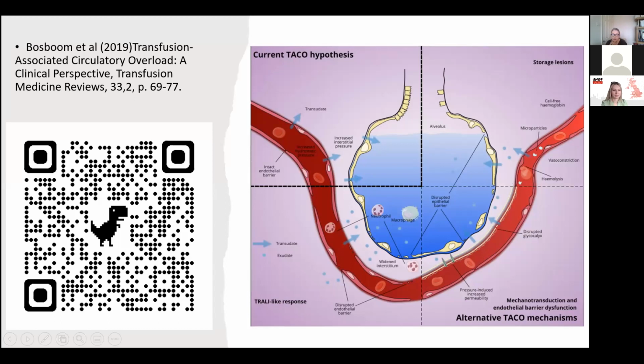And then the final proposal for what might cause this type of response are storage lesions, and sometimes these are known as biological response modifiers. And they are microparticles that are present in the blood. They're less than 1 micron in size, and they might be produced by activated cells or by apoptosis. And again, these cause vasoconstriction. It squeezes fluid out of the capillary across that disrupted epithelial barrier and fills up the alveolus, causing pulmonary edema. So there are a number of different proposed mechanisms that could cause TACO and pulmonary edema in these patients.